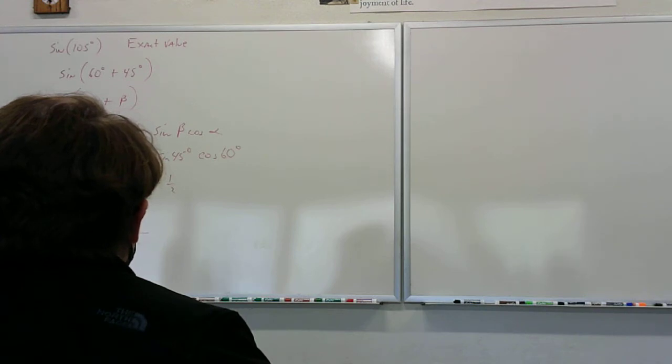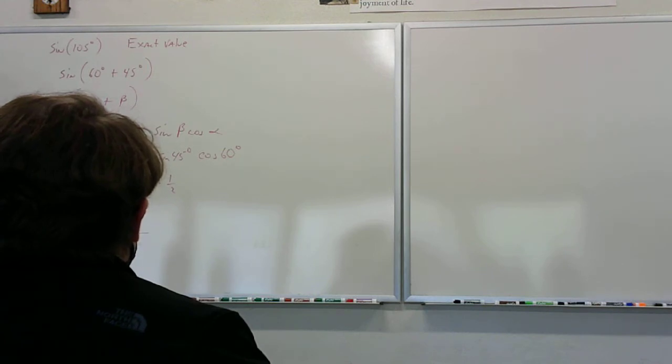Now, if you look in the back of the book, they'll have square root of 6 plus square root of 2 over 4. Because they're going to rationalize it. They're going to multiply the numerator and denominator by what? Square root of 2. But that's how you handle it if they're asking for exact values of angles.